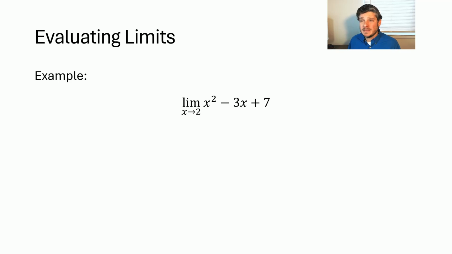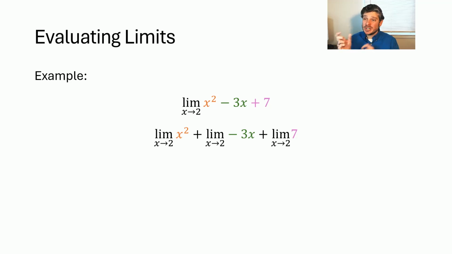But if I were to take the limit of this function, the limit as x approaches 2 of x squared minus 3x plus 7, well, I can use my sum and difference to, again, consider each of these terms individually, right? I have 3 individual terms inside of my limit. My function is a trinomial with 3 terms. So I can look at each term individually. I can look at the x squared separately, then the minus 3x separately.